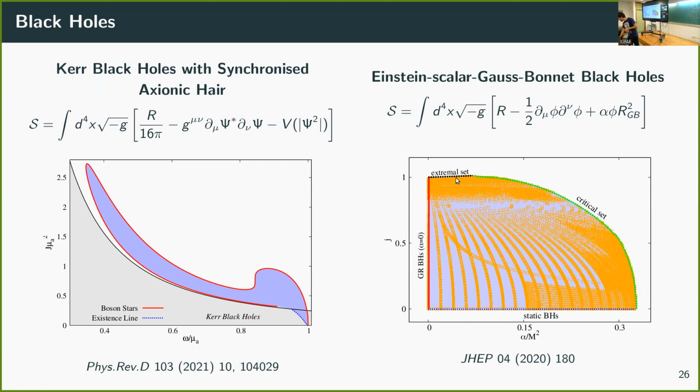So the extremal set is the hairy solutions that have a vanishing Hawking temperature. So they're extremal. And then we have this critical set, the last hairy black hole solution before they start to develop negative singularities. Because in this theory, there is a minimal value for the area, so there is no connection to flat space or anything. So that's the critical set.